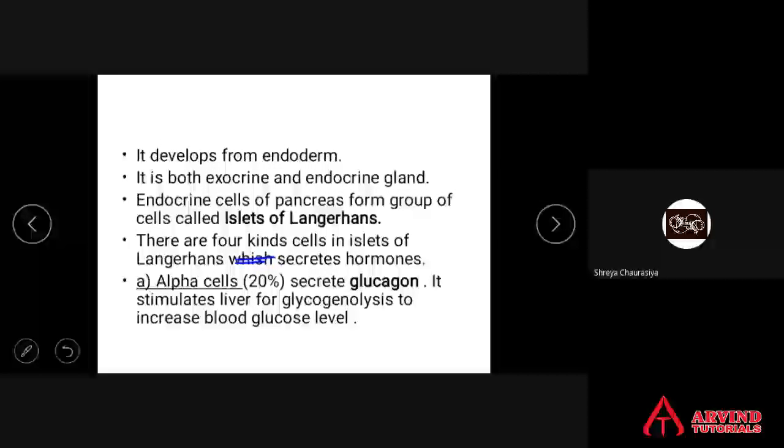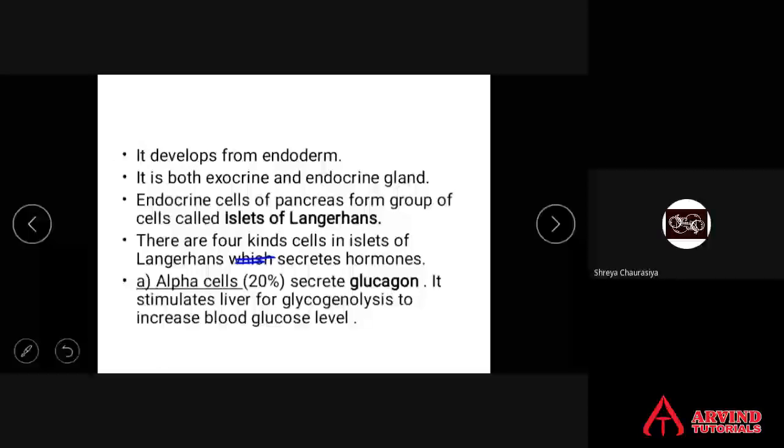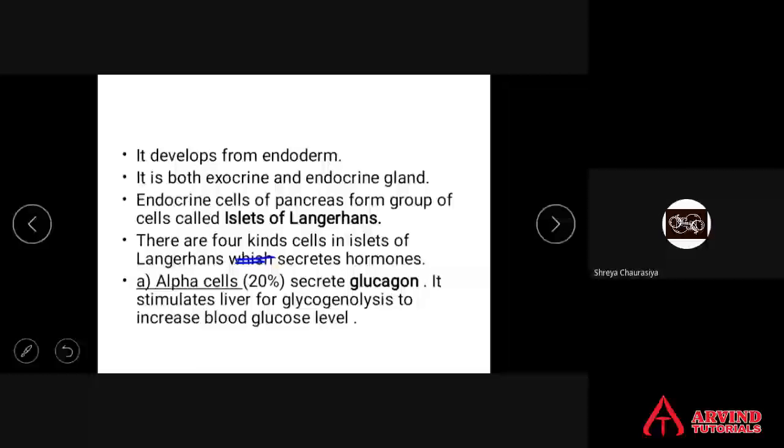Alpha cells occupy 20% of the total islets of Langerhans and secrete a hormone called glucagon. It stimulates the liver for glycogenolysis to increase the blood glucose level.